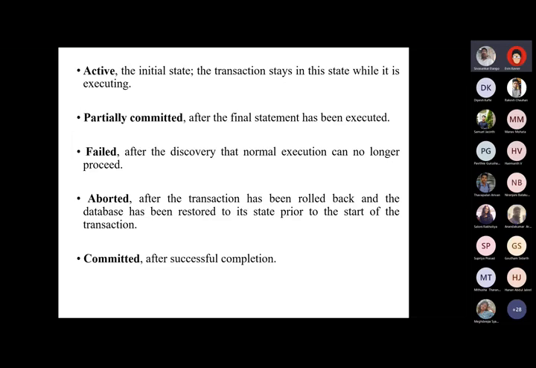It's set to be in the active state. And partially committed: a transaction enters the state partially committed when the final statement in a transaction is being executed.